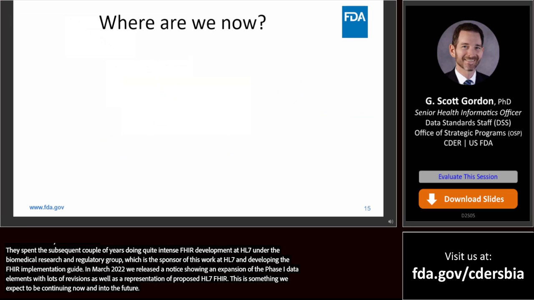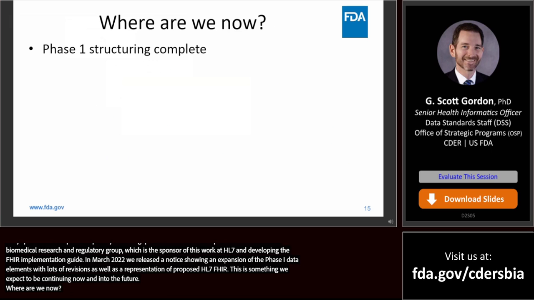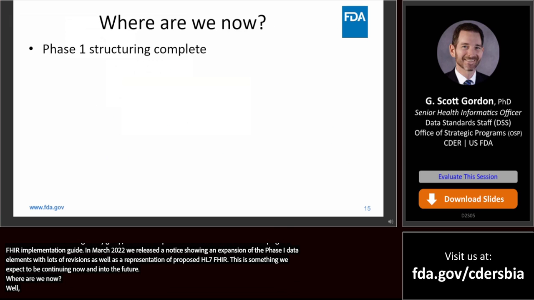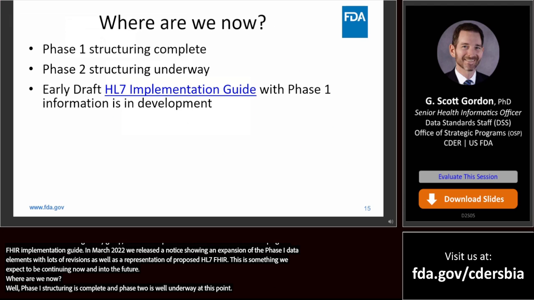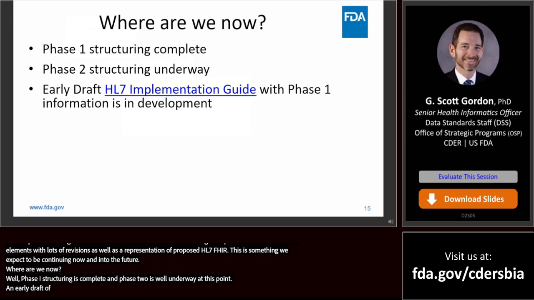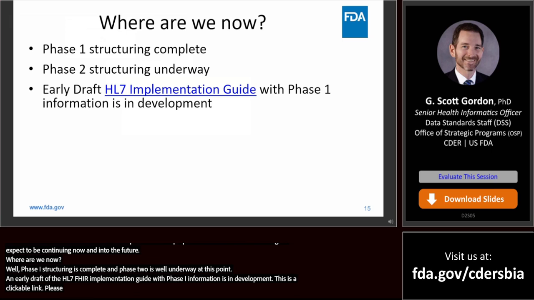So where are we now? Well, phase 1 structuring is complete, and phase 2 structuring is well underway at this point. An early draft of the HL7 FHIR implementation guide with phase 1 information is in development. This is a clickable link. Please go ahead and take a look.